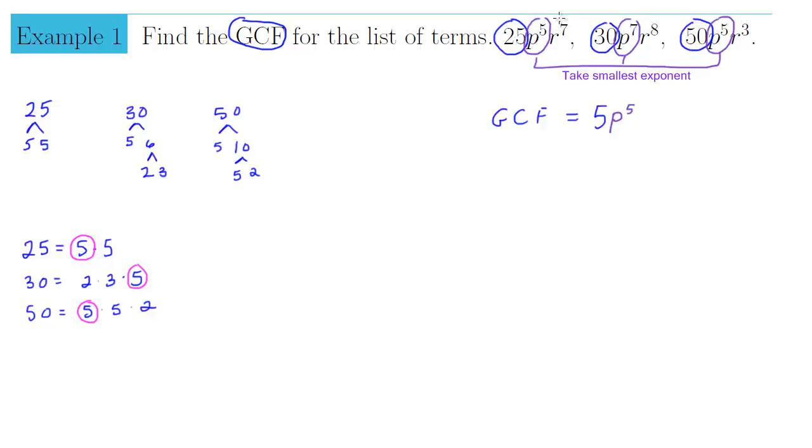Similarly, when we look at the r variable, we have an r to the seventh, an r to the eighth, and an r to the third. We need to take the smallest exponent in this case as well. So r to the seventh, r to the eighth, r to the third, they all have an r to the third in common. This means that our GCF overall is 5p to the fifth, r to the third.